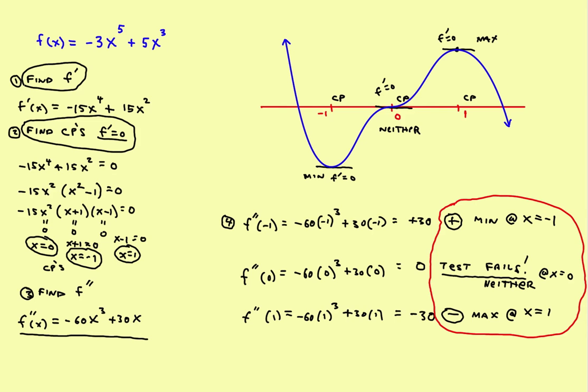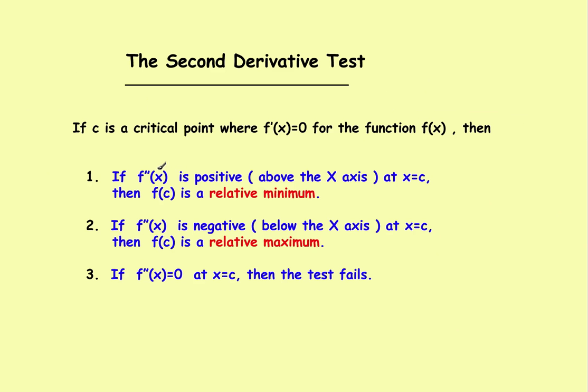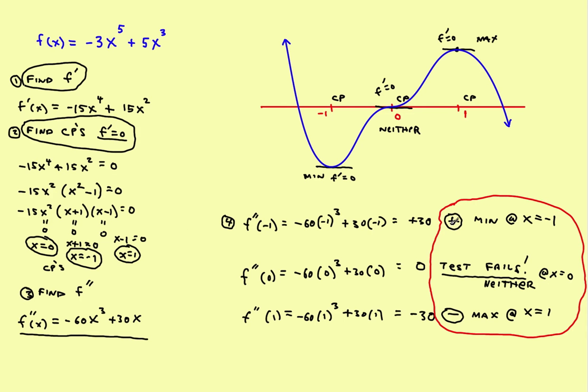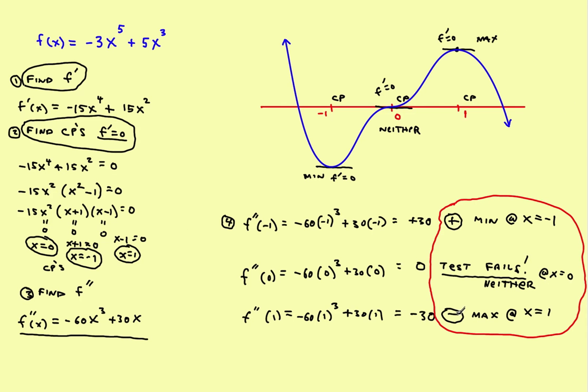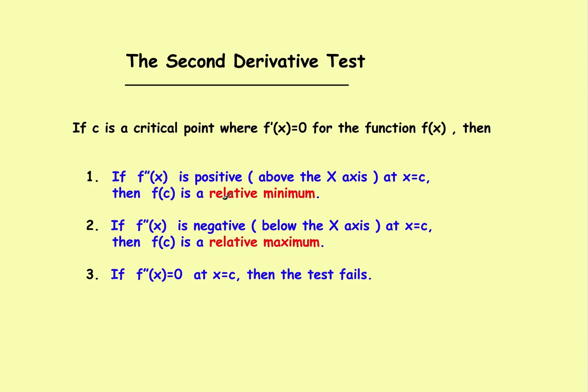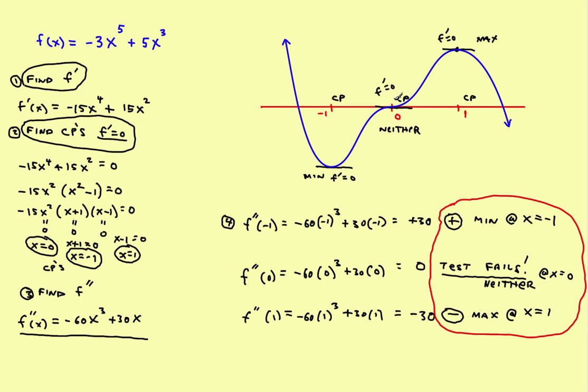So that's what the second derivative test says. So let's go back and take one last quick look at the rules. So if the second derivative is positive at a critical point, you have a relative minimum. That would be this case right here. Second derivative is positive, you have a minimum. If the second derivative is negative at a critical point, you have a relative maximum. That would be this case over here. So second derivative is negative, you've got a relative maximum. In the third possibility, if the second derivative is equal to 0, then the test fails and you have neither a maximum or a minimum, and that's what happened right here.